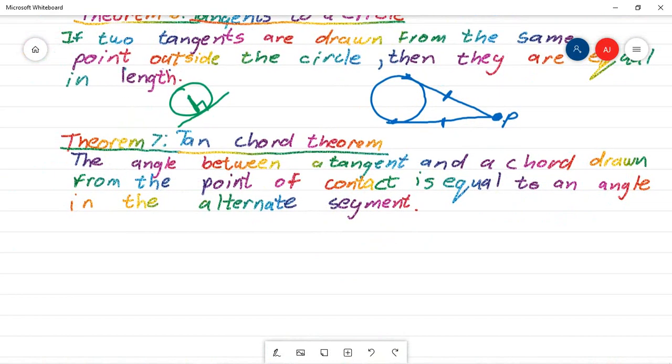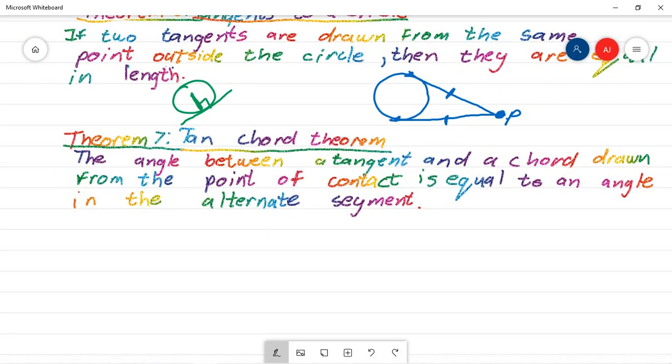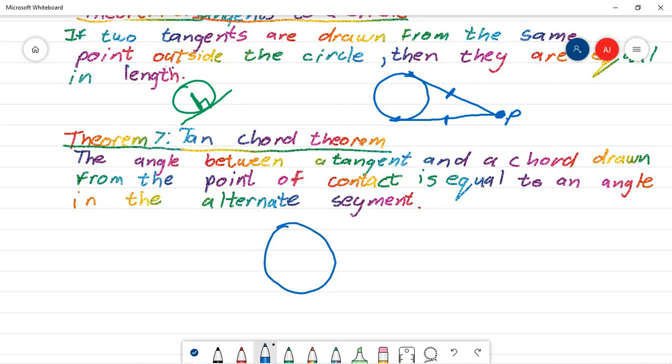Next theorem, it's the tan-chord theorem. Now this one states that the angle between a tangent and a chord drawn from the point of contact is equal to the angle in the alternate segment. So that means you have your circle. Ooh, that's a horrible looking circle. If you have your circle and you have your tangent over here and you have a chord drawn from this point of contact toward another point, then this angle over here is equal to the angle over here, this angle in the alternate segment.